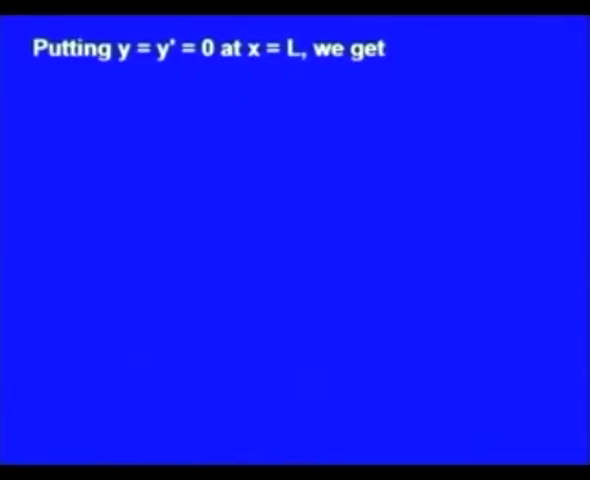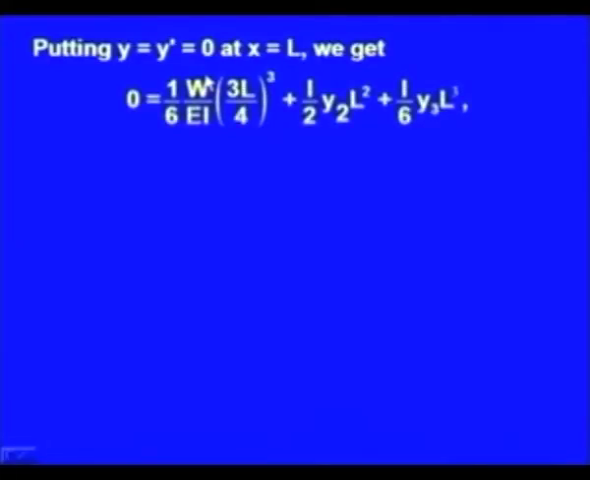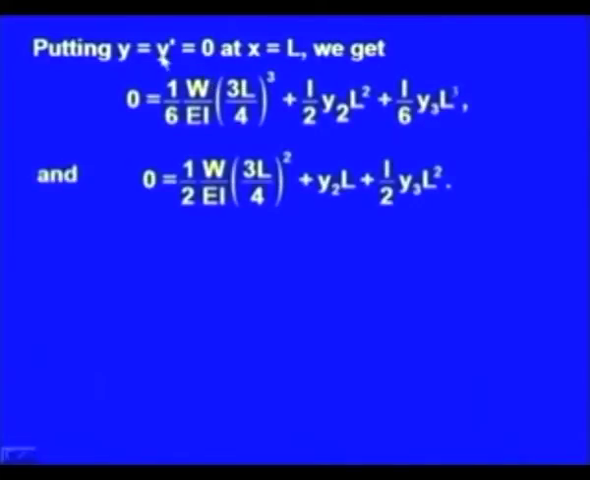Now, let us put the boundary conditions at the other end, that is at x equal to L. The boundary conditions are that y and y dash are zeros at x equal to L. Then from the equations for y and y dash, we will have these two equations where we have put x equal to L. So, we get these two equations, and these two are linear equations in y2 and y3. One can solve them.